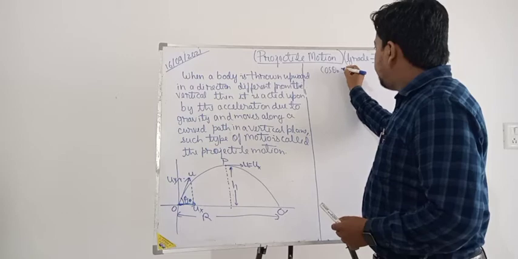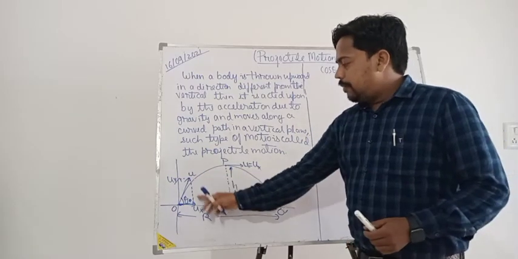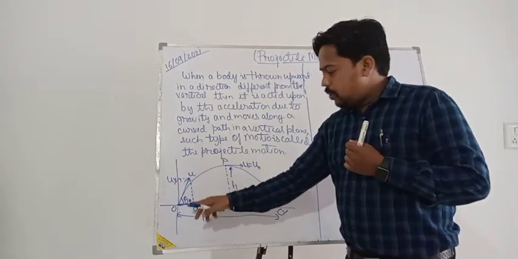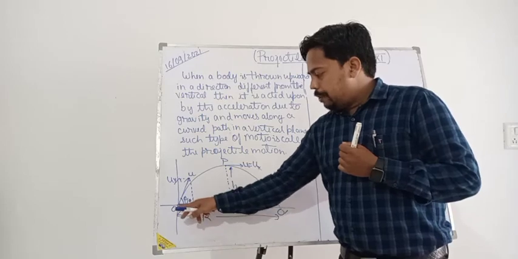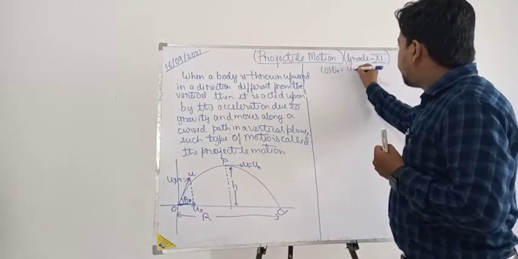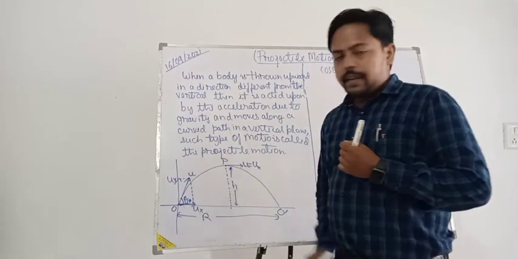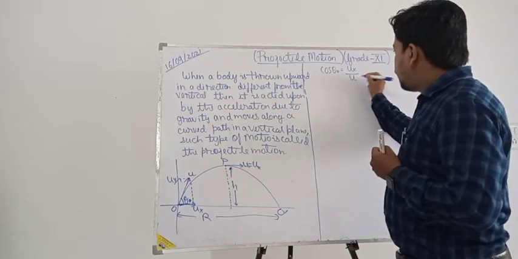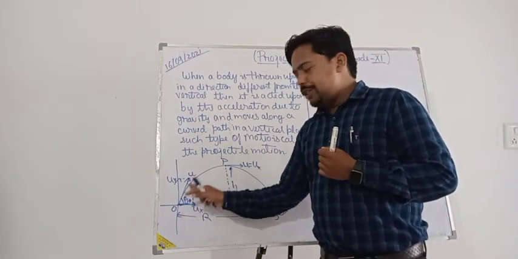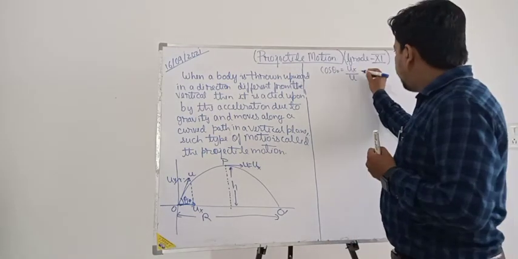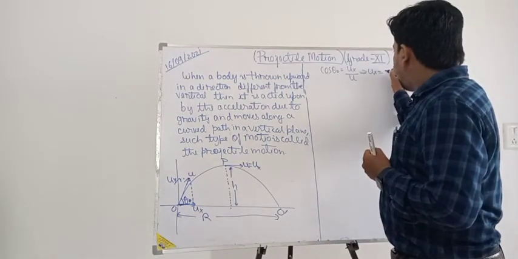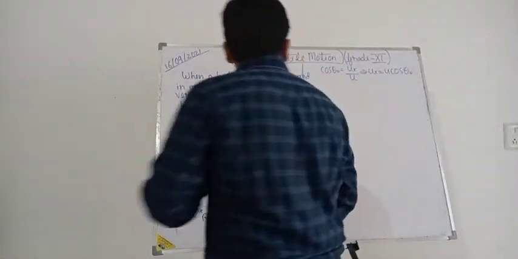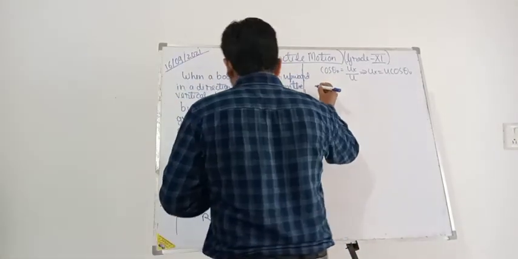Cos theta naught will be equal to the base over the hypotenuse. So the base is the ux component, and the hypotenuse is u, the direction of the initial speed of the particle. From here we get the ux component, which comes out to be u cos theta naught. And now similarly we will apply sin theta naught.